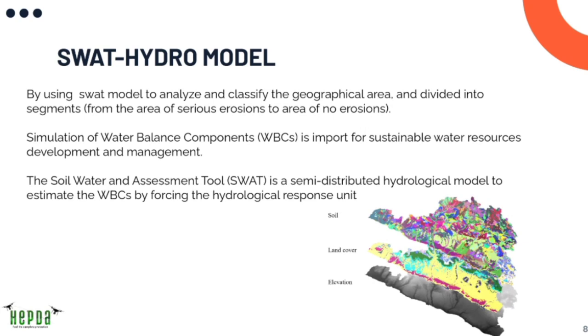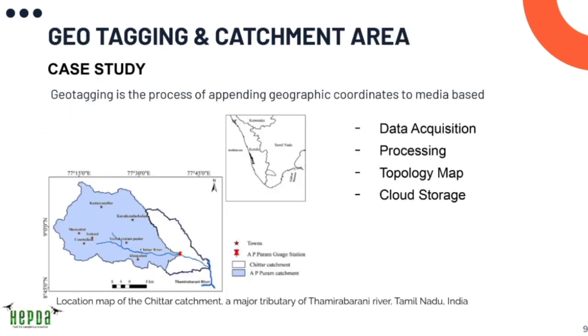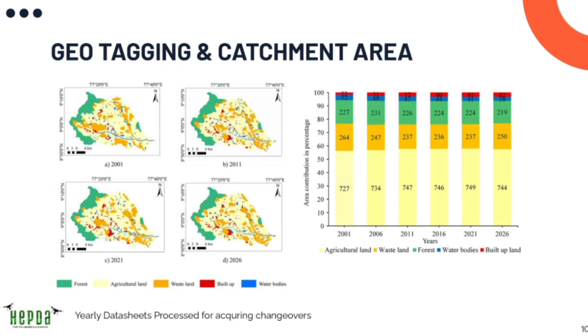Simulation of water balance components, WBCs, is important for sustainable water resources development and management. The Soil and Water Assessment Tool, SWAT, is a semi-distributed hydrological model to estimate the WBCs by forcing the hydrological response unit. Geotagging is the process of appending geographic coordinates to media. Location map of the Chittar catchment, a major tributary of Thamirabarani River, Tamil Nadu, India. Yearly datasheets are processed for accruing changeovers.